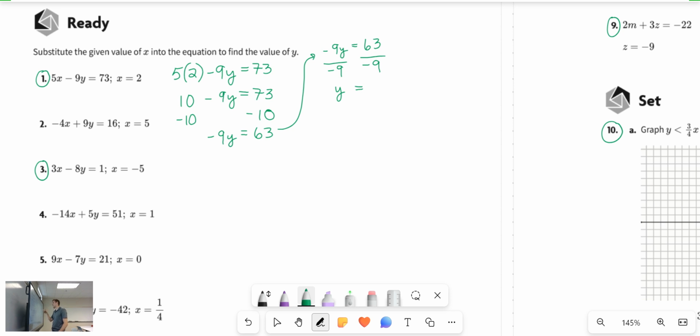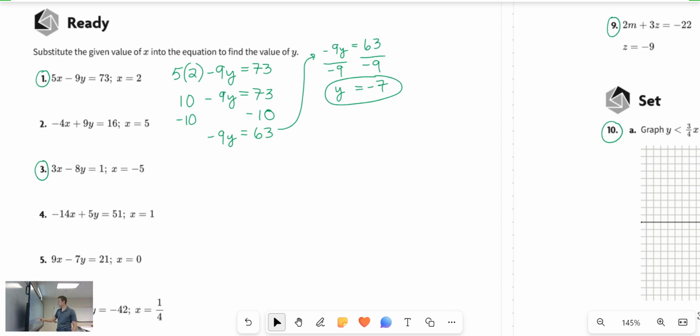I know that 63 divided by 9 is 7, and there's one negative sign, which means our solution should be negative, because a positive divided by a negative is negative. 63 divided by 9 is 7, so we should get y equals negative 7. There we go. And we will circle that as it is our final answer. So that's the first question done.